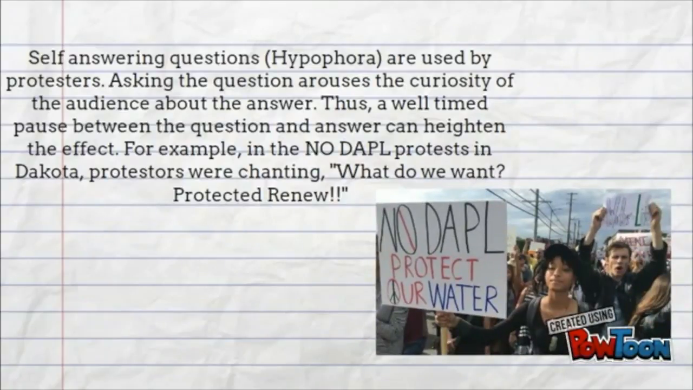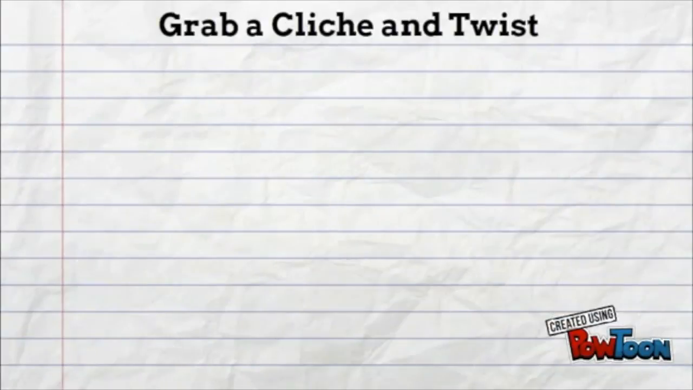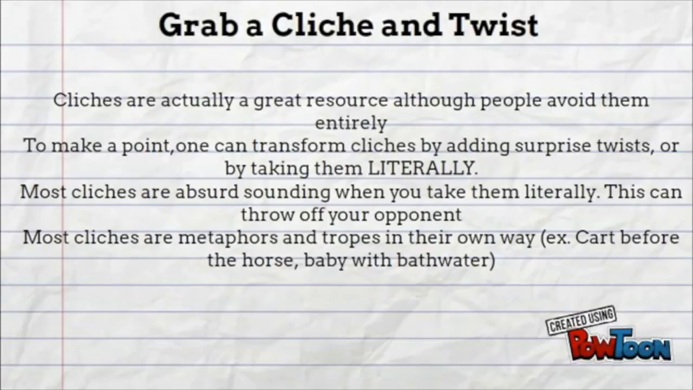Self-answering questions are often used by protesters because asking the question can arouse the curiosity of the audience about the answers. A well-timed pause between the question and the answer can heighten the effect. For example, in the protest against the Dakota Access Pipeline, protesters were chanting, "What do we want? Protect water!"